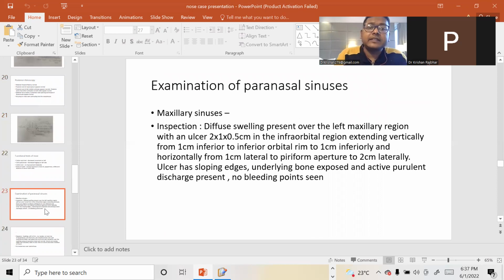Examination of paranasal sinus. Maxillary sinus inspection: diffuse swelling present over the left maxillary region with an ulcer of approximately 2 × 1 × 0.5 centimeter in the infraorbital region, extending vertically from 1 centimeter inferior to the inferior orbital rim to 1 centimeter inferiorly, and horizontally from 1 centimeter lateral to the ala of the nose to 2 centimeter laterally. Ulcer has sloping edges, underlying bone exposed, and active purulent discharge present. No bleeding or pus point seen.